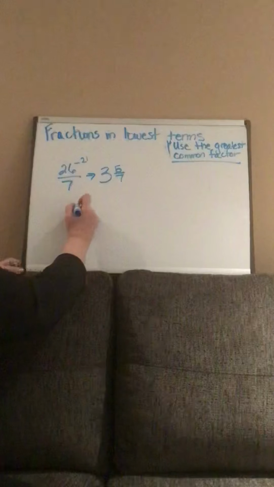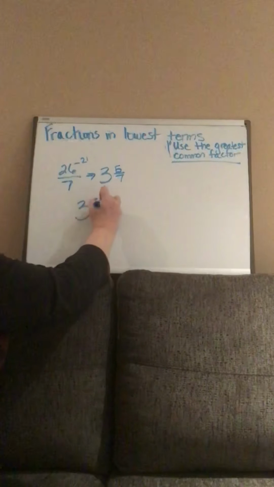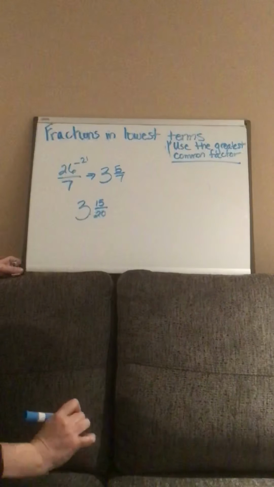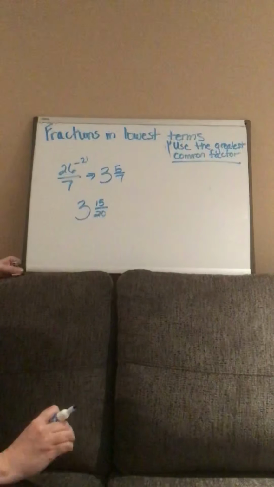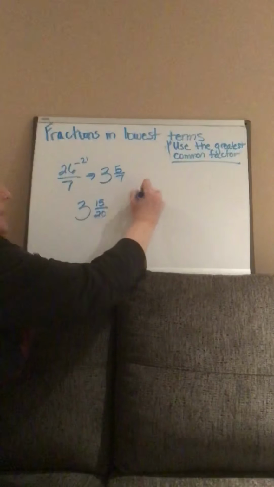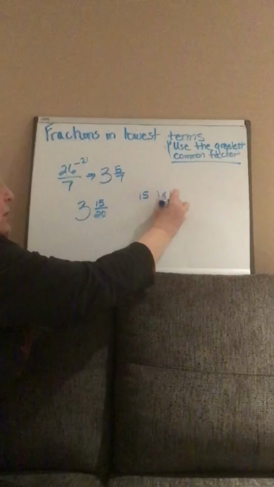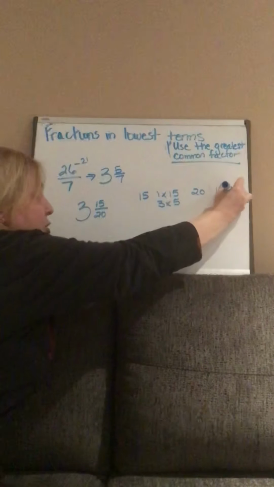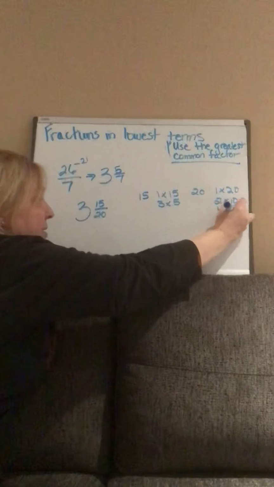But what happens if I ended up with 3 and 15 over 20? Just putting it into a mixed number is not making it in lowest terms. I still have to go through the process of factoring these. So 15 is 1 times 15, 3 times 5. 20 is 1 times 20, 2 times 10, 4 times 5.